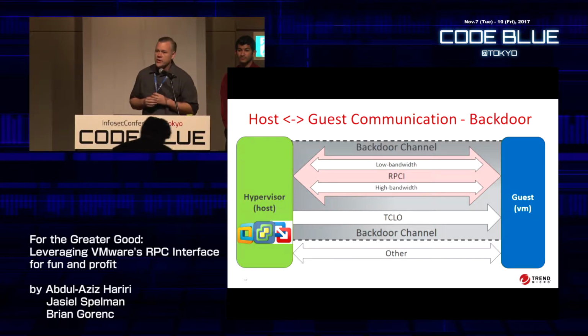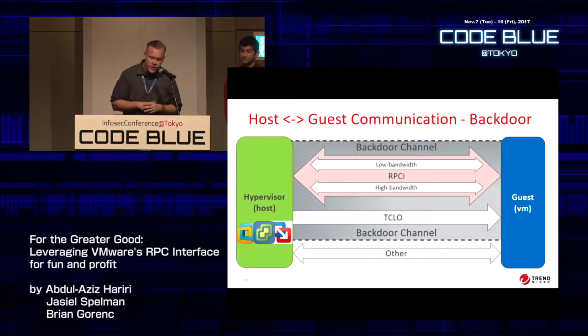There's TCLO, which is for host-to-guest communication, and as an attacker, we're not really interested in that. We're interested in communication that happens from the guest operating system to the host operating system, so that we can find some sort of vulnerability in that processing that will allow us to escape the guest and execute code on the host. Now, there's other communication channels that do exist in VMware. We're not going to talk about those. We'll probably talk about those next year at CodeBlue, when we find some vulnerabilities in that space and expose that area as well. But specifically today, we're talking about the RPC interface itself.